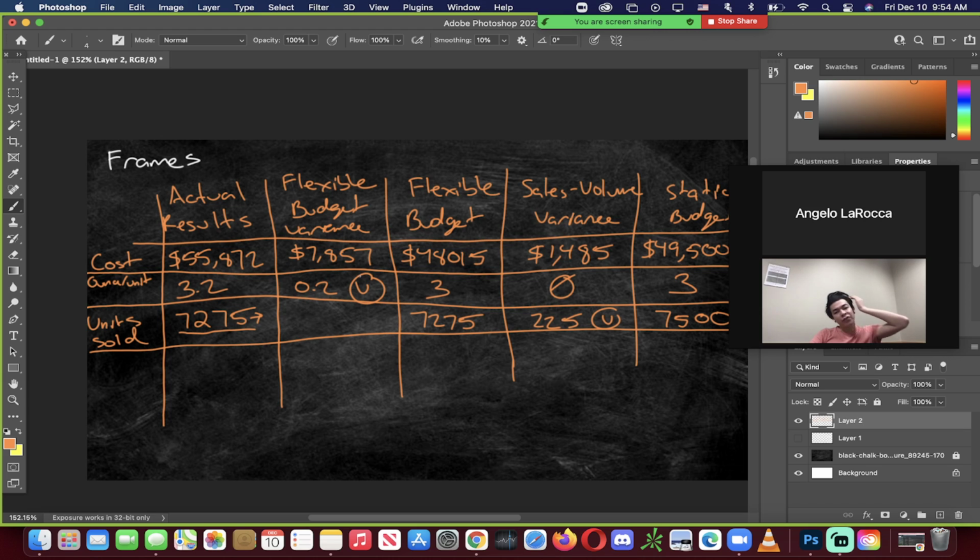And then finally, for units sold, this is going to be 0 because when you go from here to here, it should be 0, because you pull the units sold from actual results and we input it into the flexible budget.